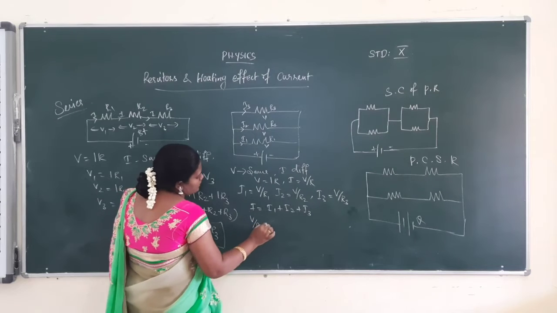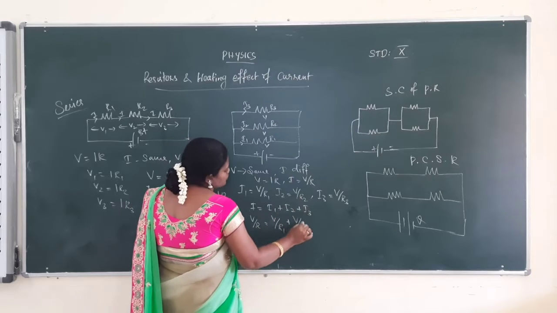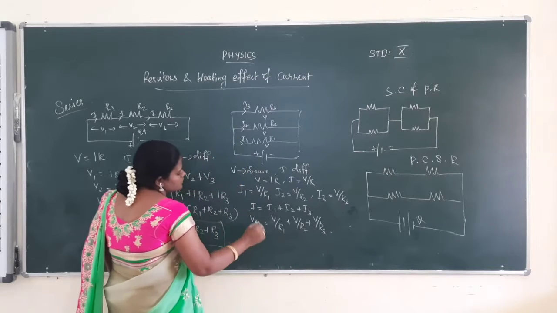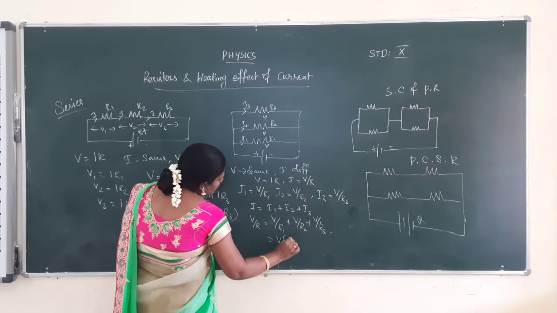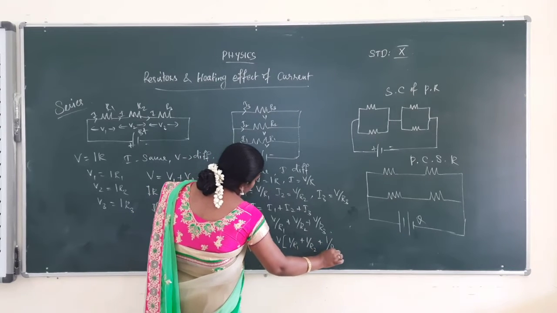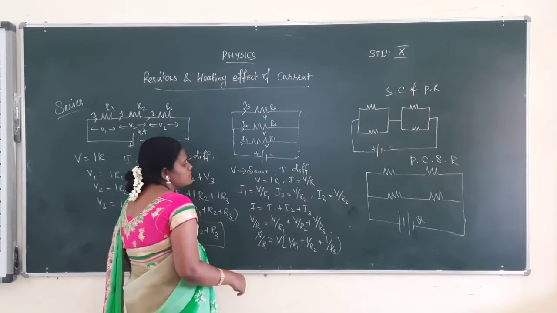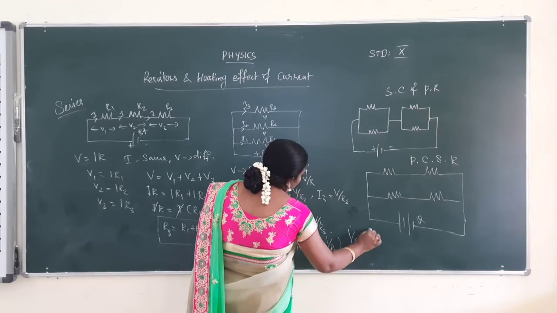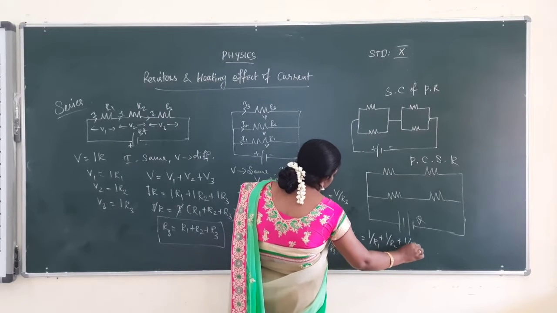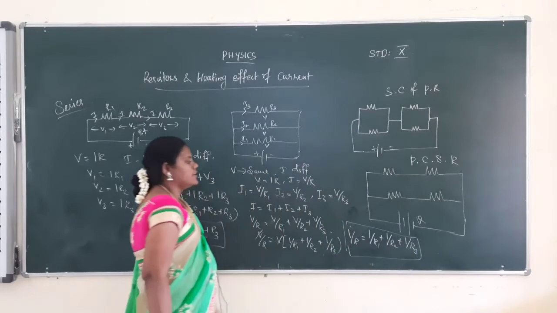So V by R. I1 is equal to V by R1 and I2 is equal to V by R2 and I3 is equal to V by R3. Okay. So taking V outside, V times 1 by R1, 1 by R2, 1 by R3. Okay. So this is V by R. V on both sides cancels. So 1 by R is equal to 1 by R1 plus 1 by R2 plus 1 by R3. This is the effective resistance when the resistors are connected in parallel.